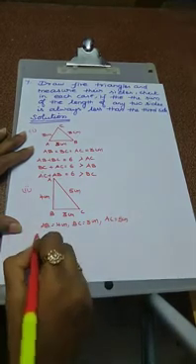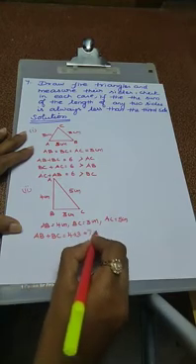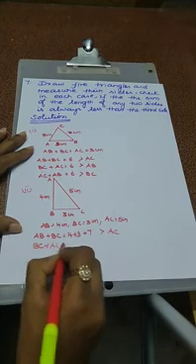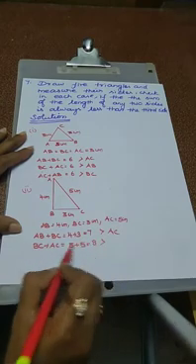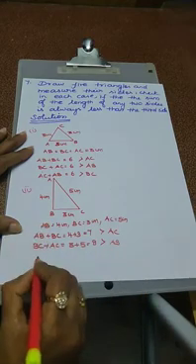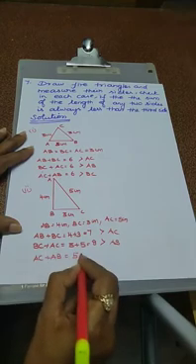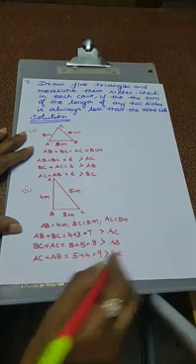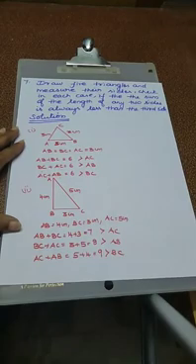Now check the value. AB plus BC, that is 4 plus 3 equal to 7 centimeter. It is greater than the AC value. Next, BC plus AC. What is the BC value? 3. AC value 5. BC plus AC is greater than AB, because AB is 4 centimeter. The next one, AC plus AB. What is the AC value? 5 centimeter. And the AB value 4 centimeter. 9 is greater than BC. Now also you just check it. The sum of any two sides of a triangle is greater than the third side only.